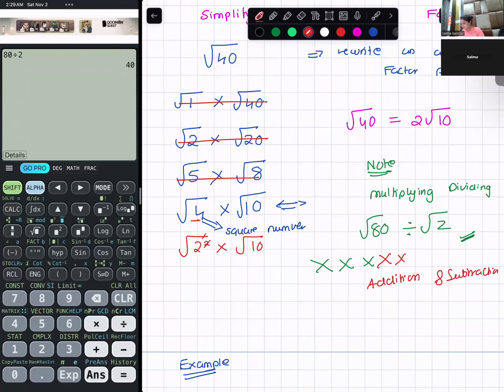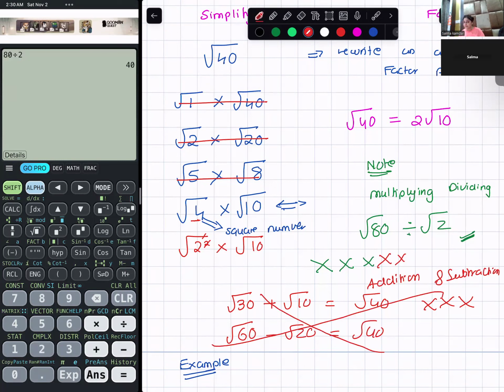So if I say this does not apply for addition and subtraction, that means you cannot say root 30 plus root 10 is equal to root 40. This is a common mistake that the kids do. But this rule does not apply for addition and subtraction. Like you have root 60 minus root 20 is equal to root 40. This rule will not apply. This rule only applies when you're multiplying using factor pairs or you are dividing it.